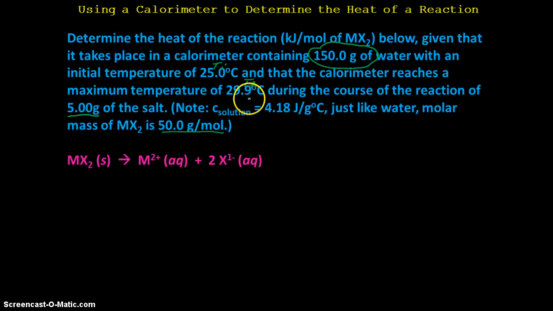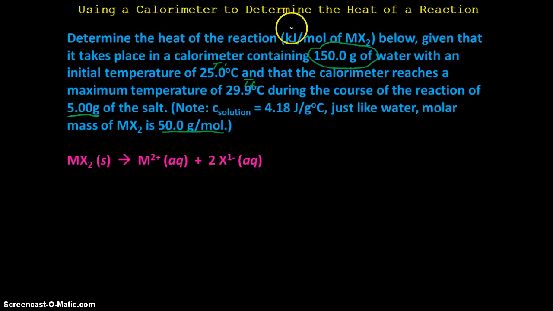that during the course of this reaction, which we'll see right here, it releases some heat, and so MX2 gets converted into M2+ and 2X-. You might think of this as like CaCl2 becoming Ca2+ and 2Cl-, and this is just a generic example of something in that vein.